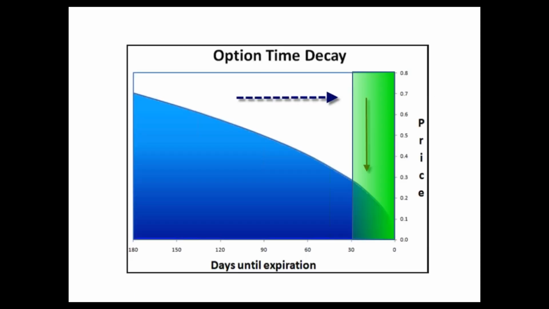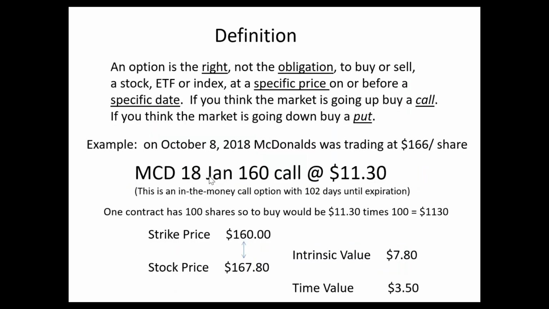That $3.50 will erode over time. It's called theta decay. And you can say it's very rapid decay as you get within 30 days towards expiration of that option. Remember, the option expires on 18 January. So the closer it gets to 18 January, this time value will get closer and closer to zero. At expiration, it will be zero.